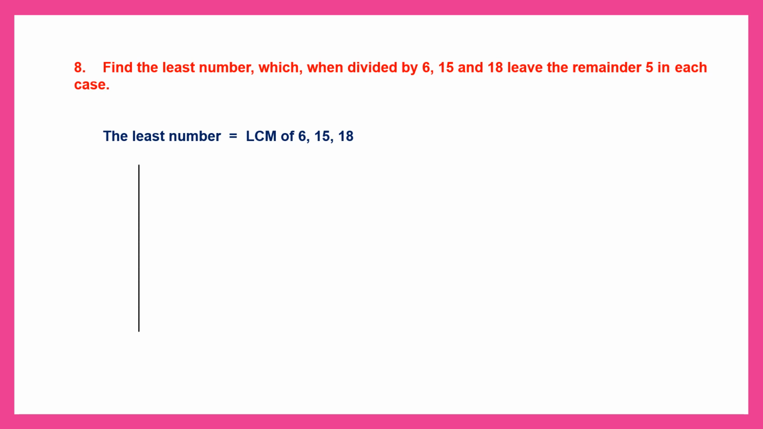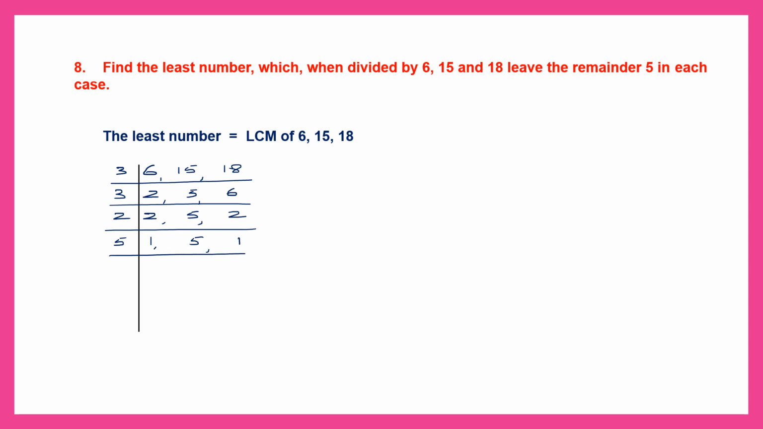So let's begin. 6, 15 and 18. All 3 numbers are divisible by 3, isn't it? So 3 2s are 6, 3 5s are 15, 3 6s are 18. Again, let's use 3. 2 is not divisible. I bring it down. 5 is not divisible. Now we have 6. 3 2s are 6. Now I can use 2. So 2 1s are 2. I bring down 5. Now I have 5. 5 ones are 5 and 1.